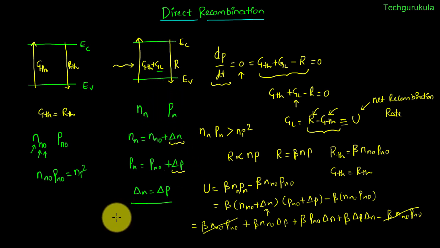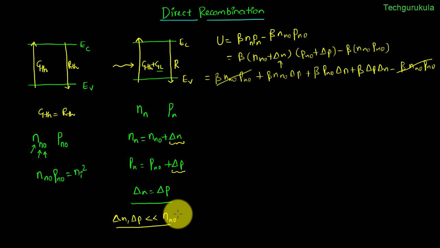Let me write the expression where del N or del P, which are both equal, is far less compared to the majority carrier concentration. In this case, let us find what is the recombination rate. Under this assumption we made here, where del N and del P are far less compared to Nn naught, we can reduce these three terms into one term.